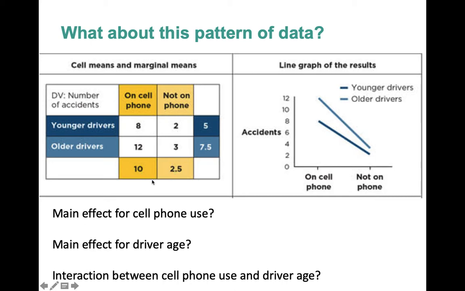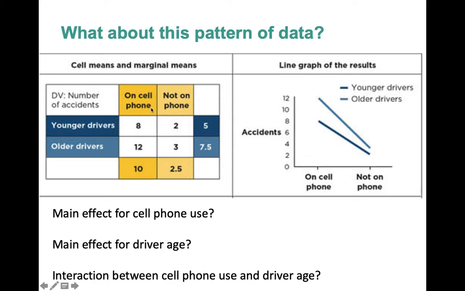So what's the overall effect? It's a difference between 10 and 2.5. So drivers on average get in 7.5 more accidents on the cell phone versus not. Is there a consistent 7.5 difference for both young drivers and old drivers? So what we're going to be looking for, for young drivers as well as old drivers, is there a consistent difference of 7.5? Well, what's the difference here? The difference between 8 and 2 is 6. And the difference between 12 and 3 is 9. So there's not a consistent difference.